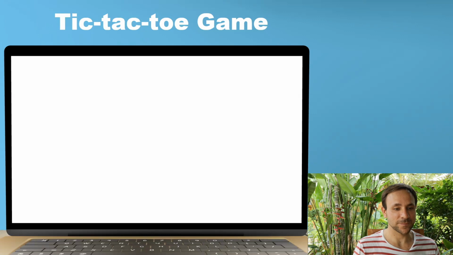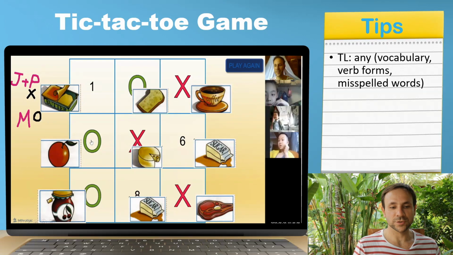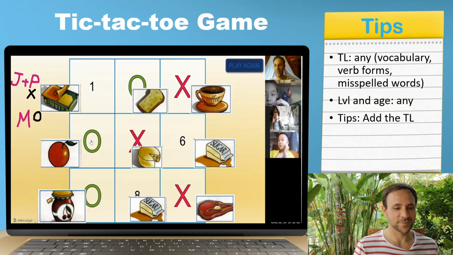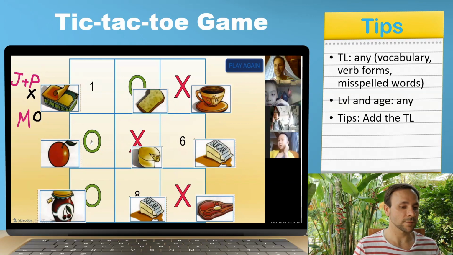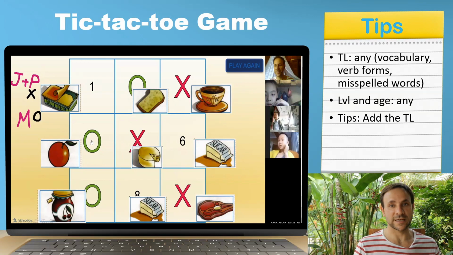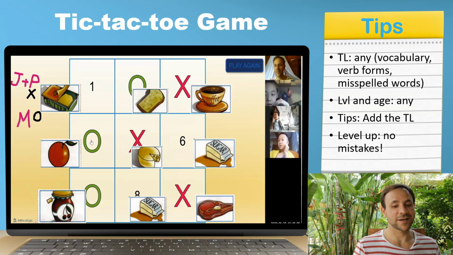Next, tic-tac-toe game. That's another classic. The target language could be absolutely anything, level and age as well. You will add the target language into the boxes and the students will need to say a sentence or a word to play. So let's say to put a cross in the middle, I would say, I haven't got any cheese. You can level it up and ask the students to make no mistakes. And if they did, they would just skip their turn. And that would make it real hard for them to win.